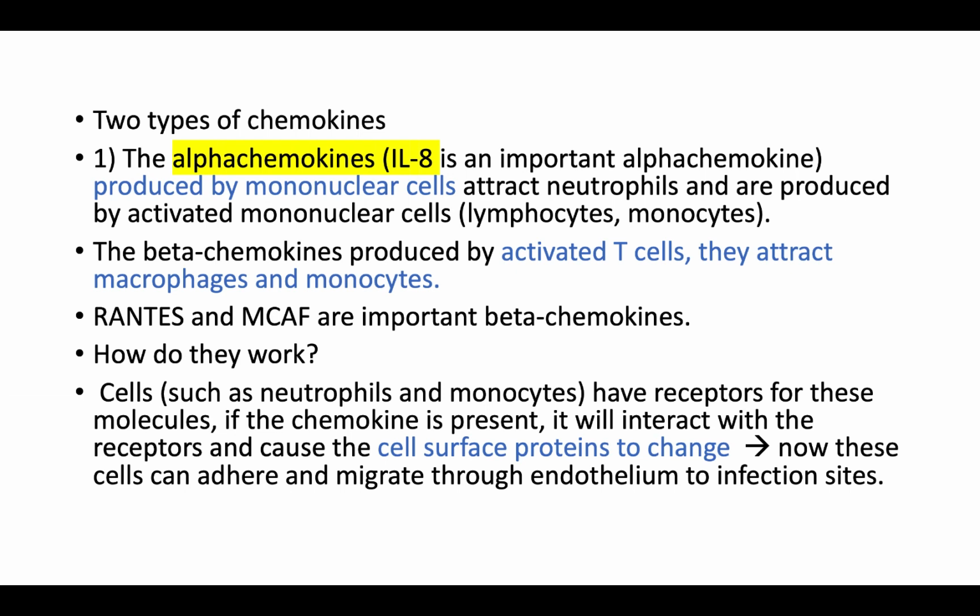How do they work? Neutrophils and monocytes have receptors for these molecules, and if the chemokine is present, it will interact with the receptor and cause the cell surface protein to change. Now these cells are able to adhere and migrate to the endothelium, to the infection site.